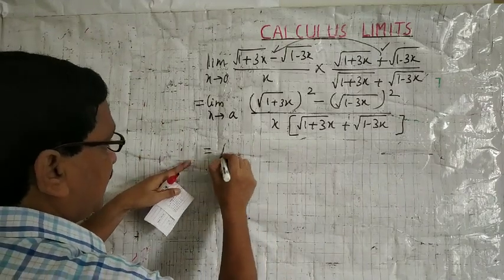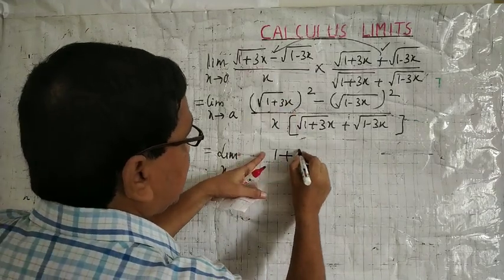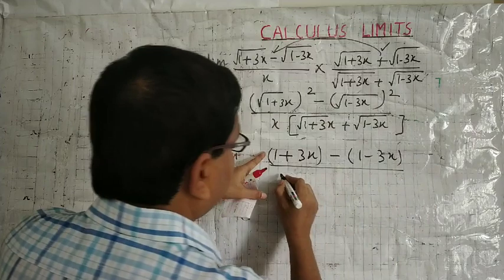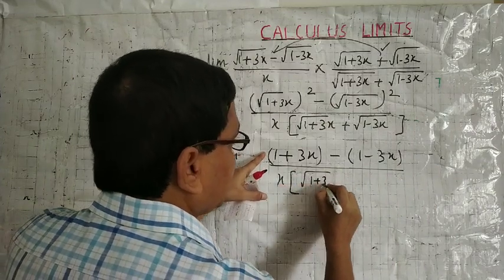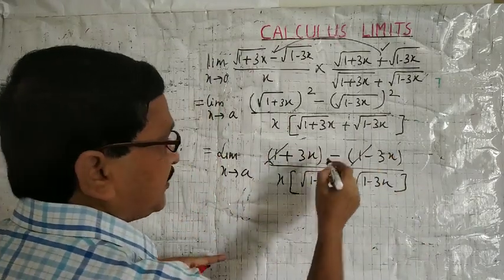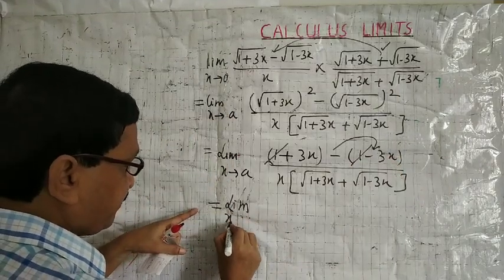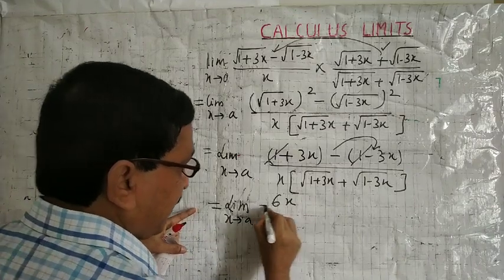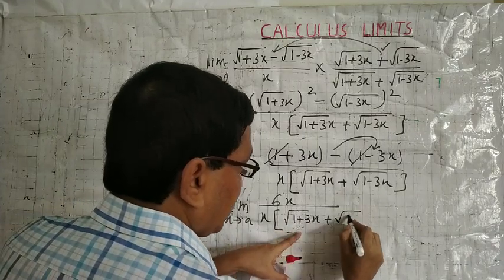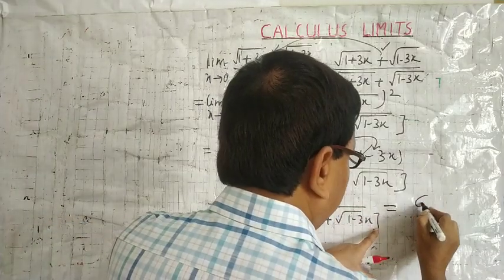Next, this is 1 plus 3x minus 1 minus 3x by x times root 1 plus 3x plus root 1 minus 3x. So 1 cancelled and this minus will make it plus. So 6x, you are close to the answer. Limit x tends to 0, 6x by x times root 1 plus 3x plus root 1 minus 3x. So x cancelled and 6 by, now put the value and get the answer.